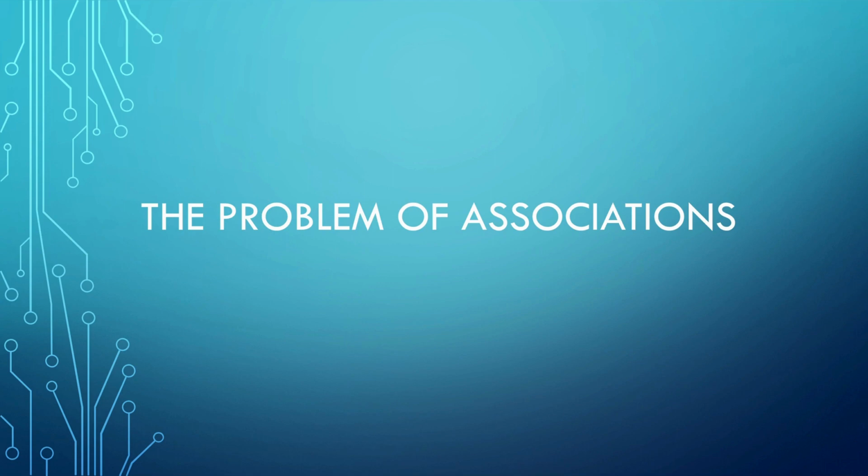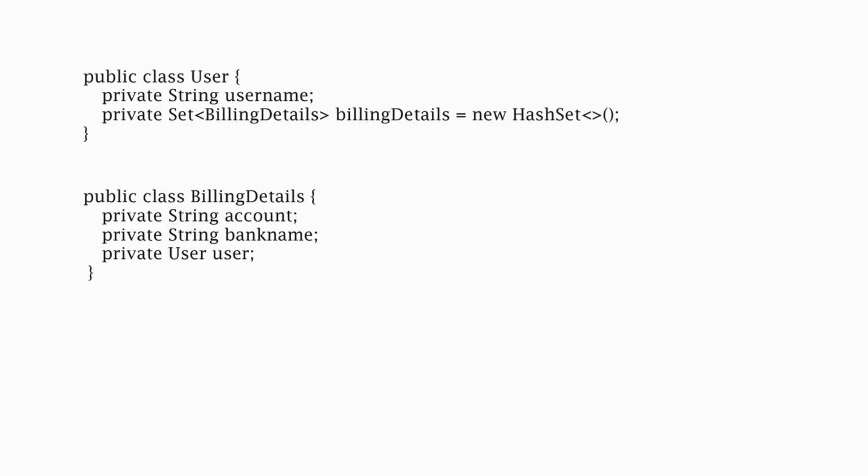Today's topic is about the problem of association. We'll try to understand this with an example. So I have two classes, user and billing details. To create an association between these two classes, what I can do is have a billing detail instance inside user, and inside the billing details class I have created an instance of user. So this is how I have created the association in Java.